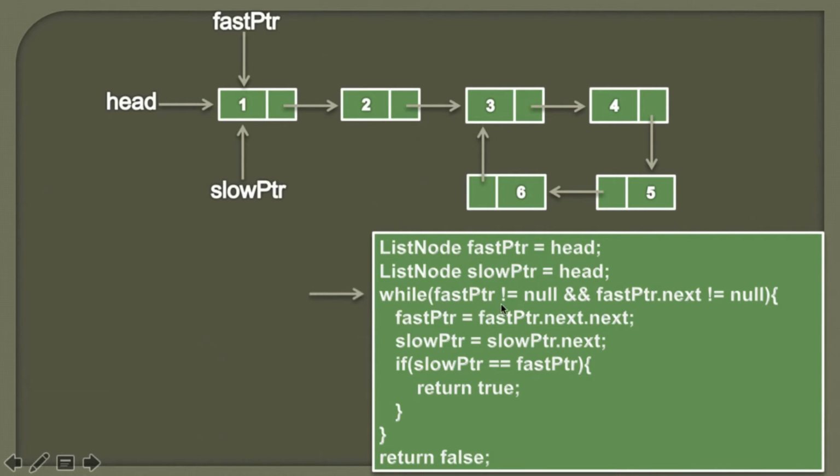Therefore the condition we are placing is fast pointer should not be equal to null and fast pointer next also should not be equal to null. So currently if you see, fast pointer is pointing to the node first having data as 1, and its next is also not null. Therefore the condition in while loop comes out to be true.